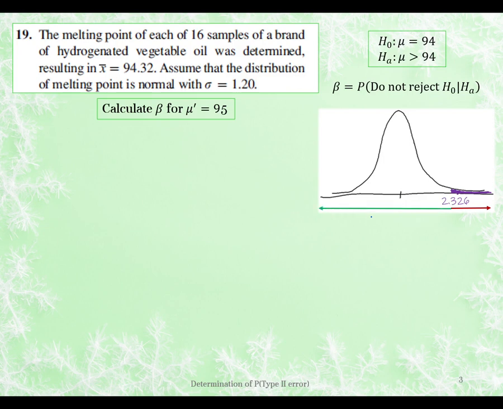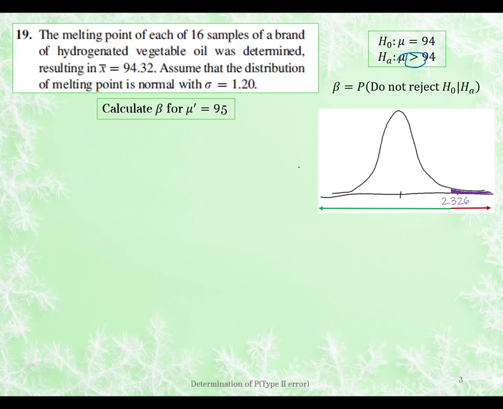And remember, this is a right-sided test. We know it's a right-sided test because we look at the alternative, which says greater than. Now, if we were doing a left-sided test, we would have a left-sided rejection region. A two-sided test would have a two-sided rejection region. So we'll just focus on this one example here.